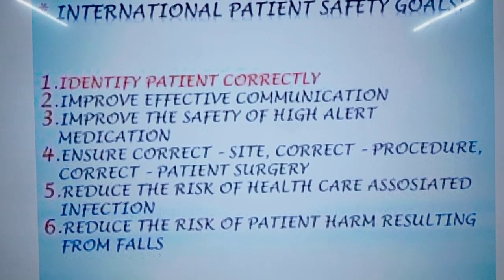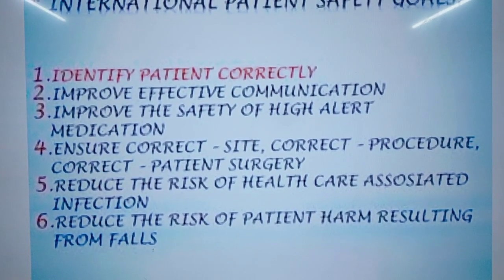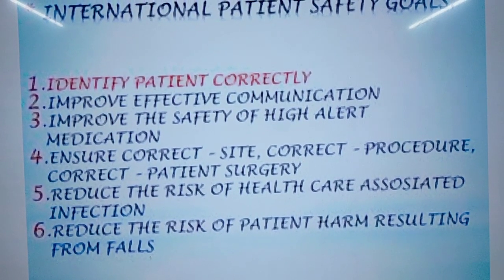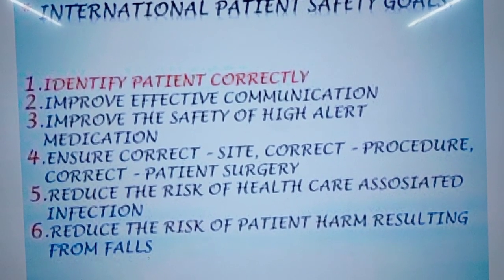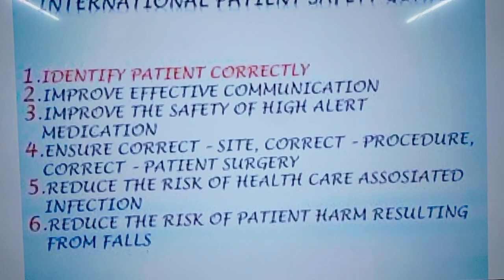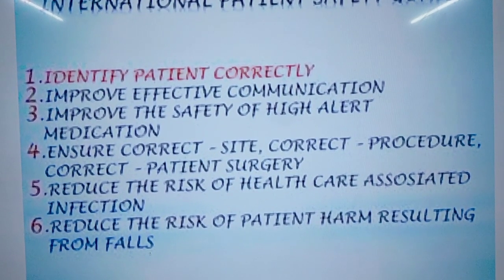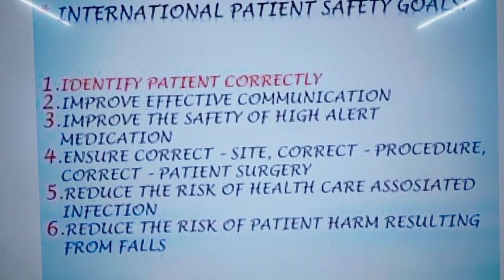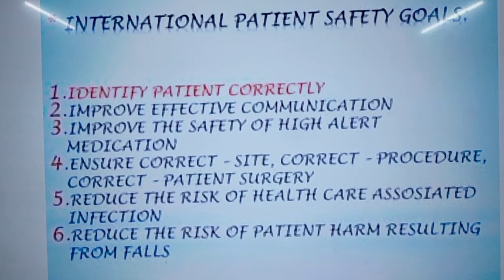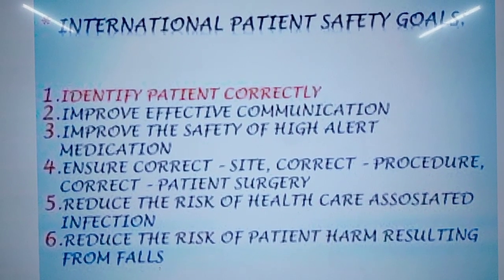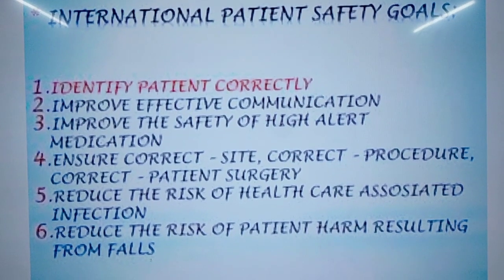Second, improve effective communication. Third, improve the safety of high alert medication. Fourth, ensure correct site, correct procedure, correct patient surgery. Fifth, reduce the risk of healthcare associated infections. And number 6 is reduce the risk of patient harm resulting from falls. Among the 6, identification of the patient correctly has been given priority number 1. That means it is something very, very important.